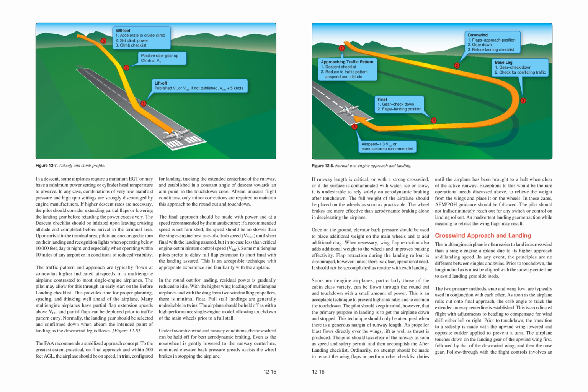Some multi-engine airplanes, particularly those of the cabin class variety, can be flown through the roundout and touchdown with a small amount of power. This is an acceptable technique to prevent high sink rates and to cushion the touchdown. The pilot should keep in mind, however, that the primary purpose in landing is to get the airplane down and stopped. This technique should only be attempted when there is a generous margin of runway length. As propeller blast flows directly over the wings, lift as well as thrust is produced.